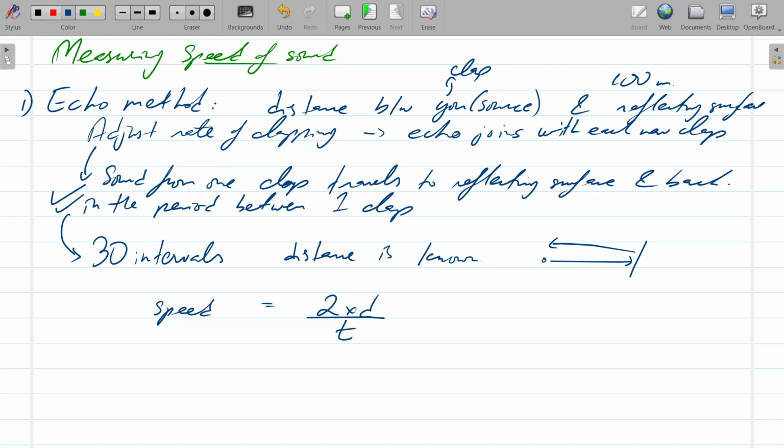So this perhaps takes me like a minute and a half or whatever. So that is the time. I know the distance, and that will give me the speed. So it's 30 intervals of clapping, not 30 seconds, right? So that's a correction. This is one method called the echo method of calculating the speed of sound.